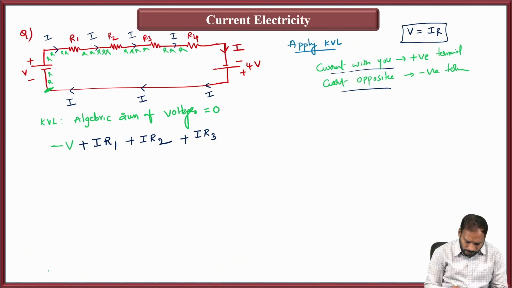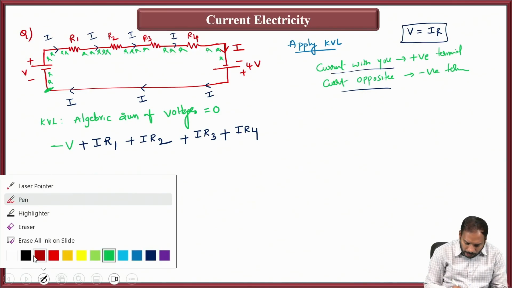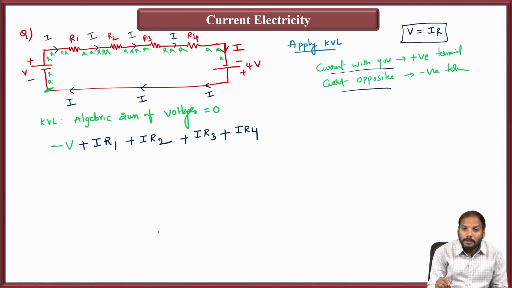The current is coming with you. So once again, if the current is coming with you, take it as positive. Then the magnitude of the drop is IR4. Then you are moving ahead. Now you are touching the negative terminal of the 4 volts battery, so that is how you are writing here as -4.